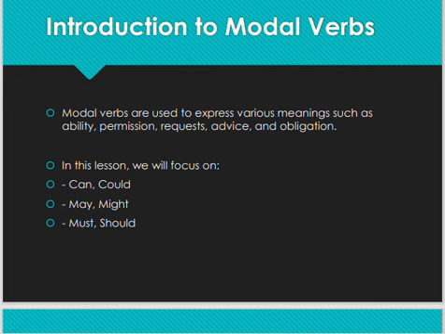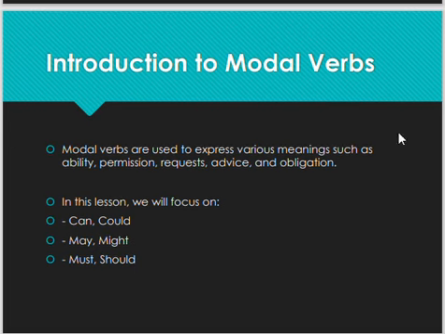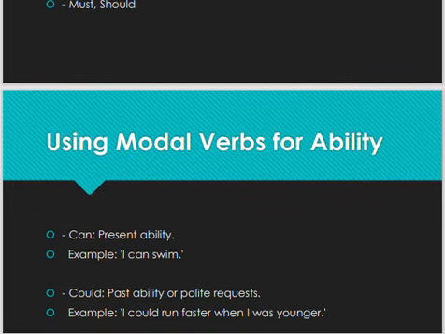For instance, we can use them to talk about ability, ask for or give permission, make requests, give advice, or express an obligation. Today, we'll be looking at 6 specific modal verbs: can and could, may and might, must and should. Let's start with ability.